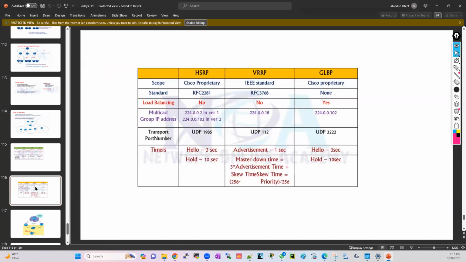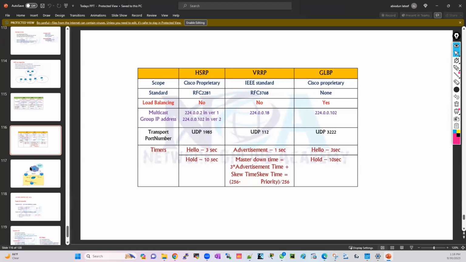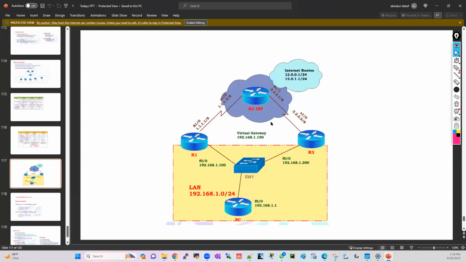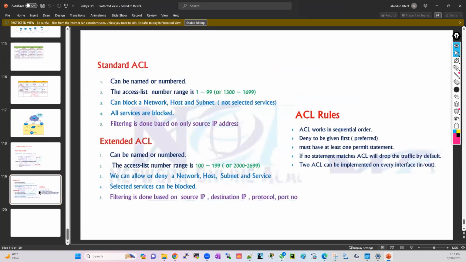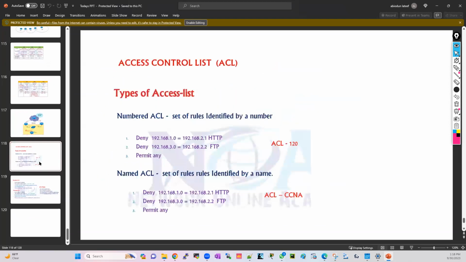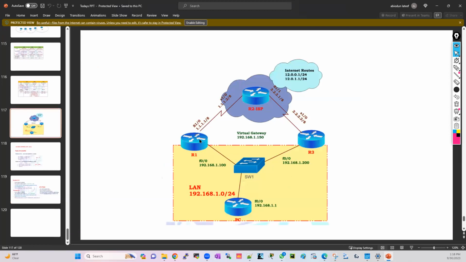Okay. The multicast group address, load balancing standard. All these, you don't need to know much about those ones. Okay, this is one of the labs I want. Okay, access control list. We'll talk about that one later.